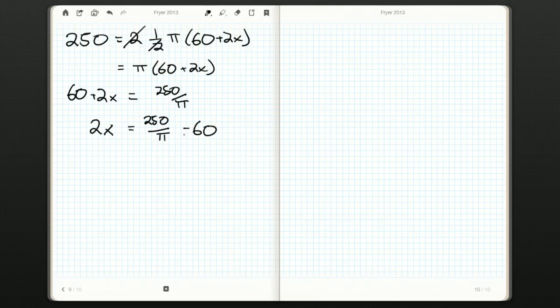So if we want 2x by itself, we subtract off 60. And that's about 19.5. And if we just want x, do 250 divided by pi minus 60, over 2. So 19.57 divided by 2, we get 9.7887. At least that's what my calculator is showing.